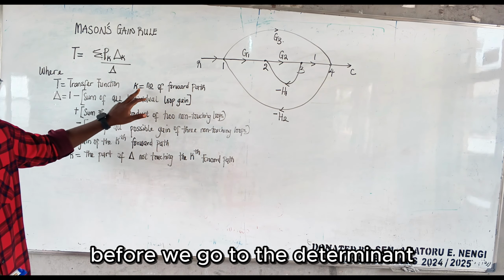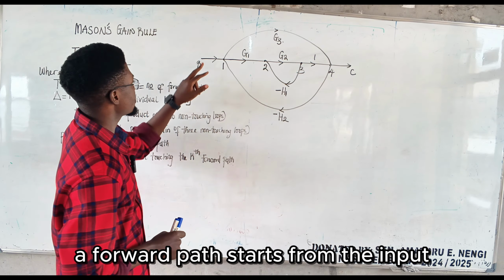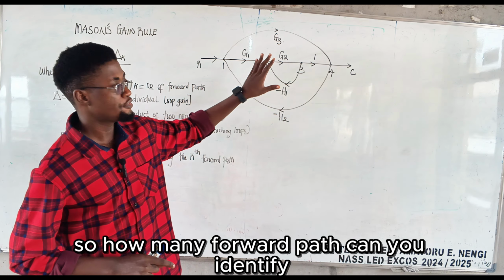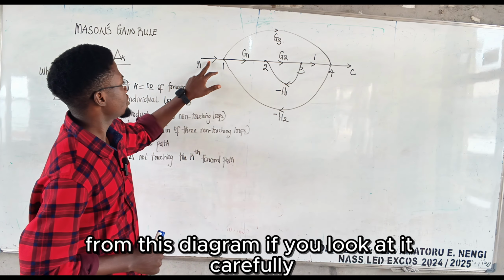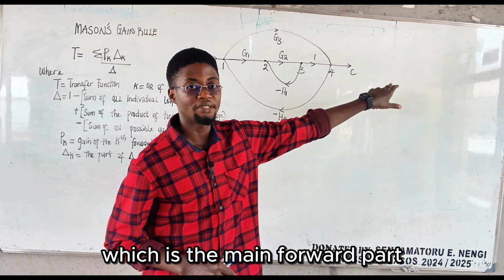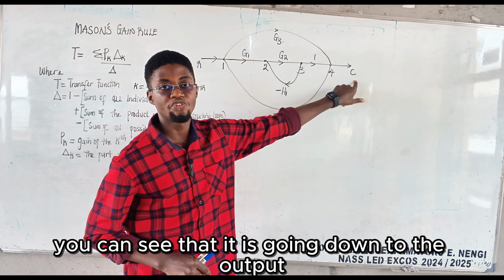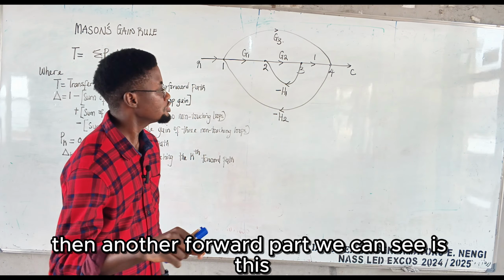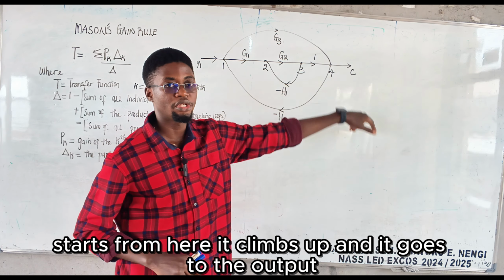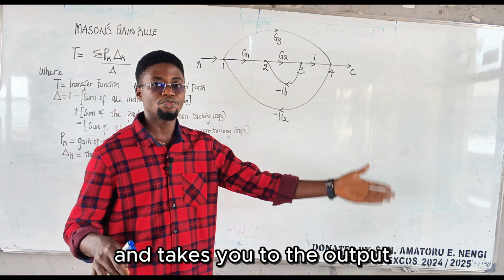Before we go to the determinant, let me explain what K is. K is simply the number of forward paths. A forward path starts from the input and takes you to the output. So how many forward paths can you identify from this diagram? If you look at it carefully, you can see that we have one forward path, which is the main forward path. It starts from here, and by the arrow you can see that it is going down to the output. That is one forward path. Then another forward path you can see is this. It starts from here, climbs up and goes to the output. Remember that a forward path starts from the input and takes you to the output.